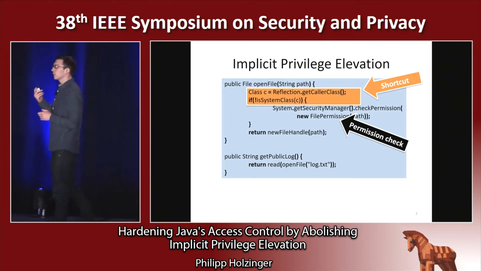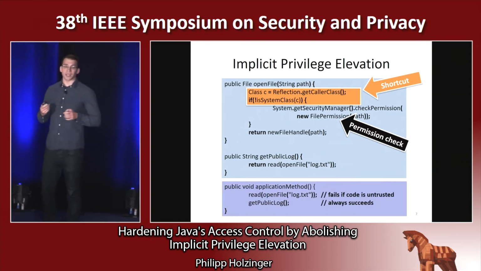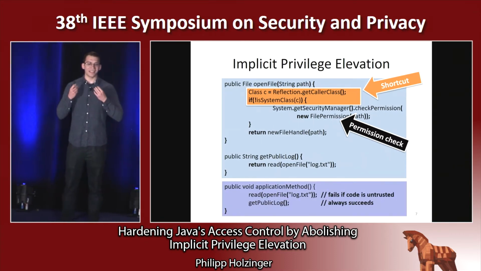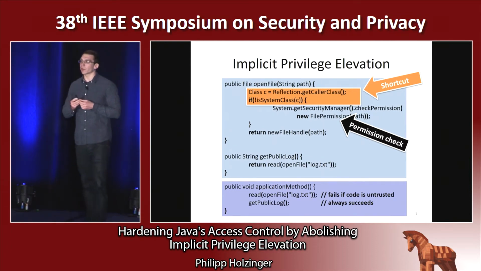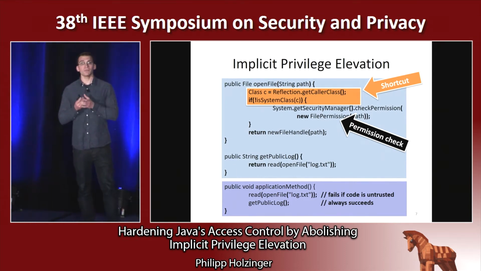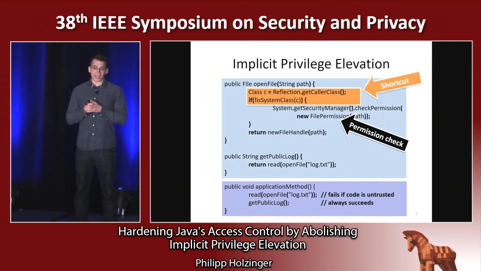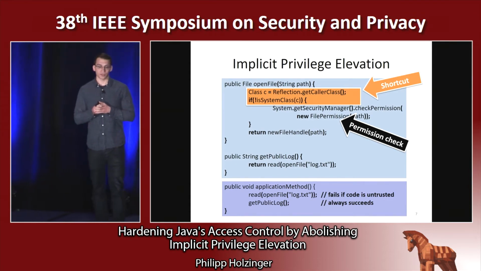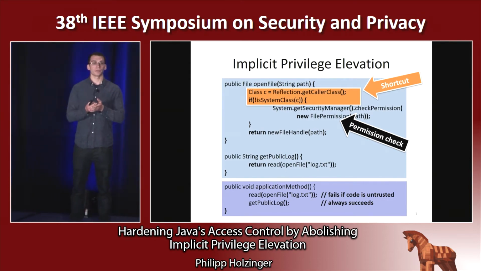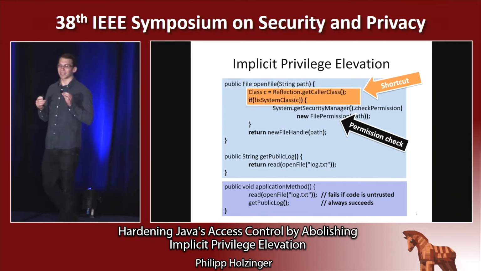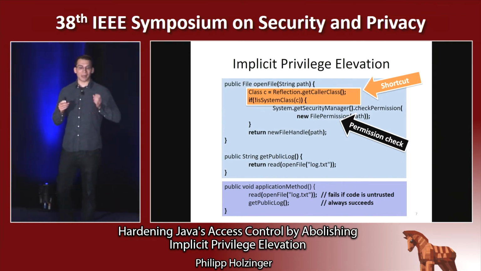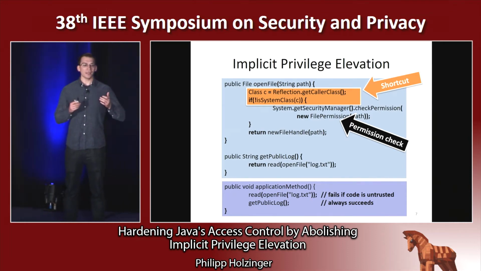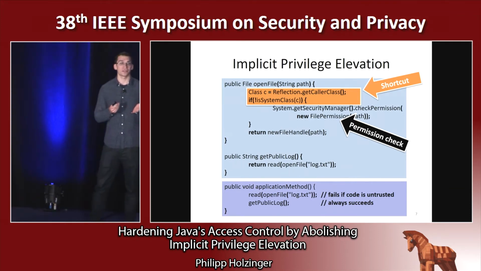Now, this has interesting consequences. If in our application we implement, for instance, the exact same functionality that getPublicLog implements, then it depends if our code has been assigned privileges or not. If it has not been assigned privileges, access to log.txt will fail, because if we call OpenFile, a permission check will be executed. If instead, however, we call getPublicLog, then getPublicLog will call OpenFile, and since getPublicLog is part of the system class and it calls OpenFile, a permission check will be skipped, and our application will be able to access the contents of log.txt in this way.